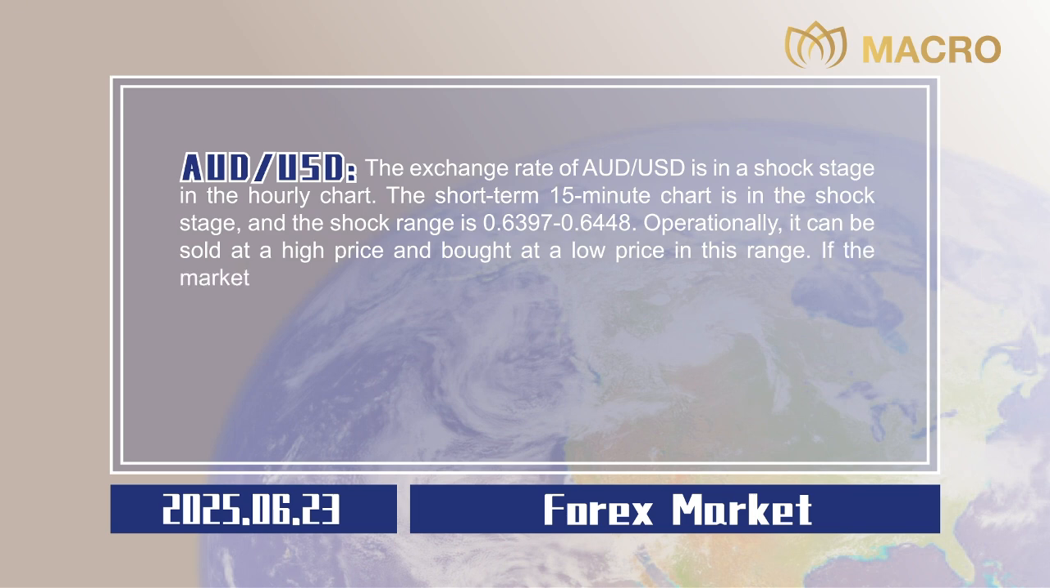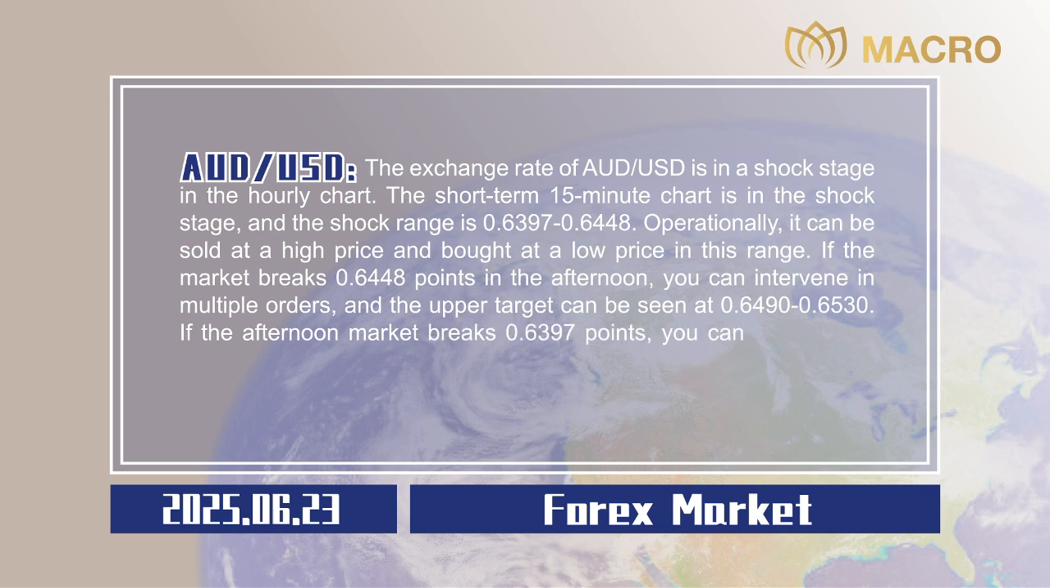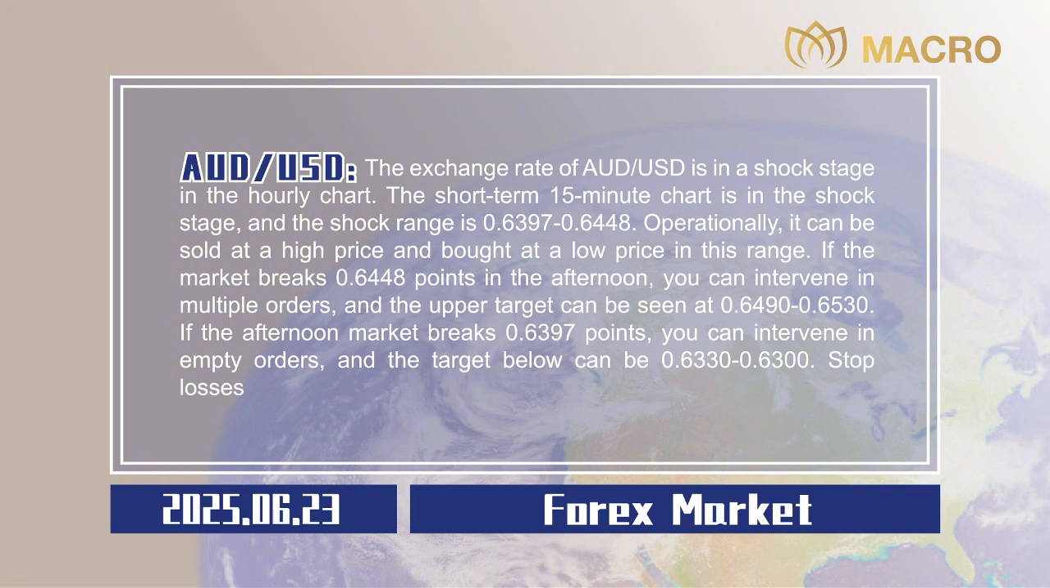If the market breaks 0.6448 points in the afternoon, you can intervene in long orders, and the upper target can be seen at 0.6490 to 0.6530. If the afternoon market breaks 0.6397 points, you can intervene in short orders, and the target below can be 0.6330 to 0.6300. Stop losses are all 20 points, 0.0020.